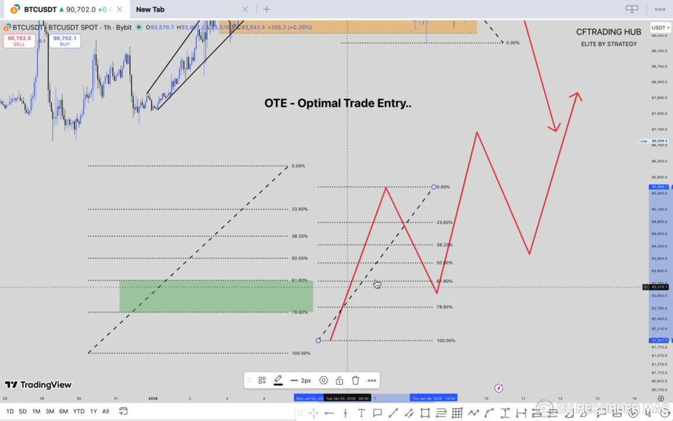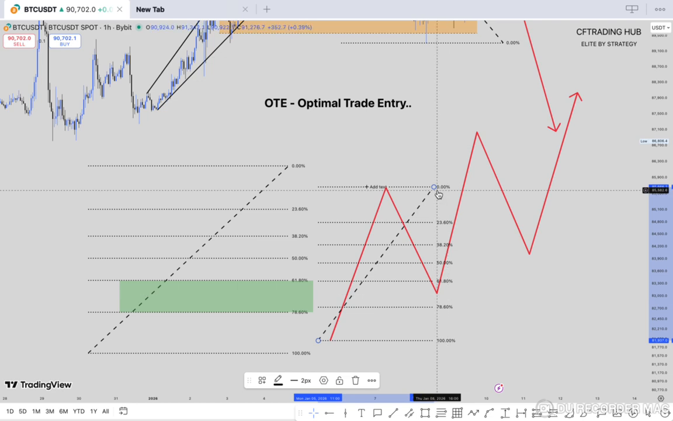Not that you just pick your OTE level and expect price to start another impulse from there, or reverse from there, or make a turning point from there. So you don't just expect that. You have to see other confluences that support that price can reject from your OTE level.